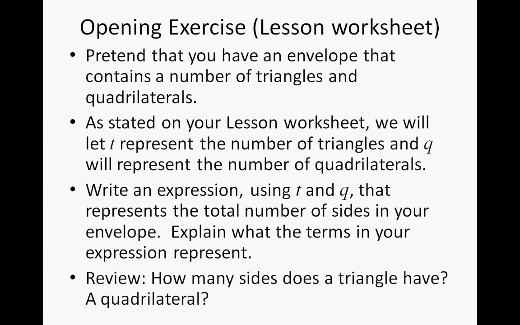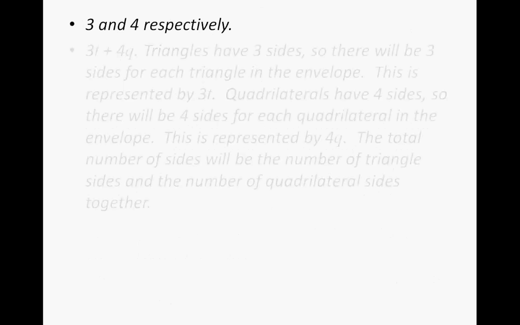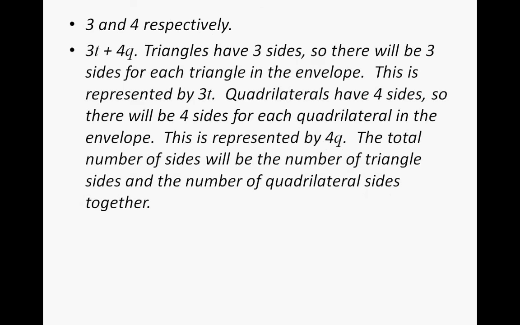First of all, let's review. How many sides does a triangle have, and how many sides does a quadrilateral have? Well, hopefully you said 3 and 4. So therefore, our expression should be 3t plus 4q, or 3 times t plus 4 times q.